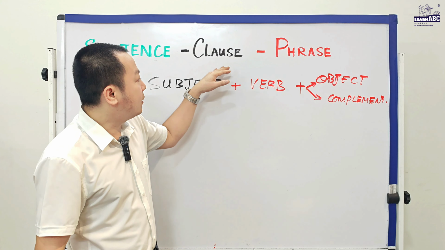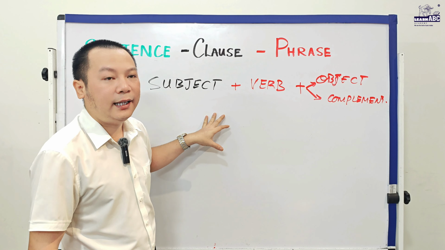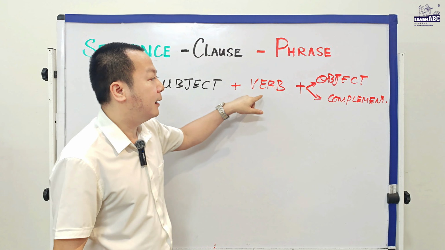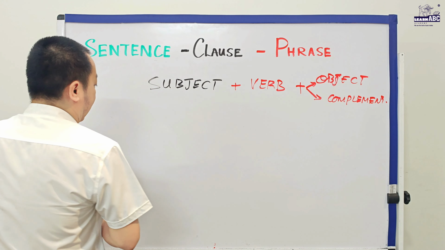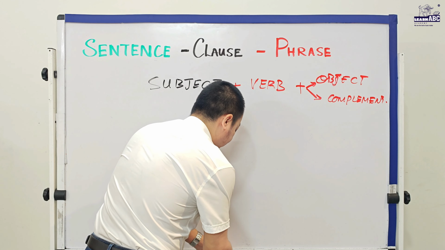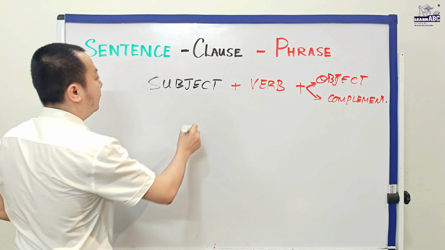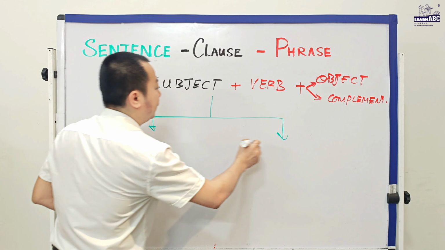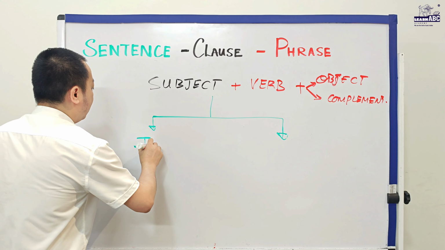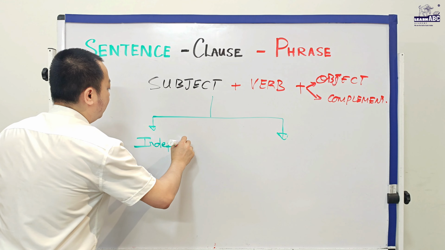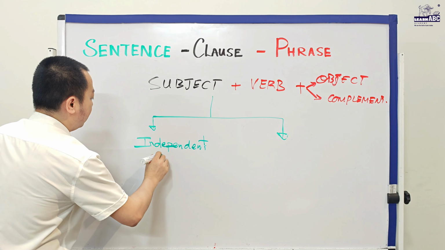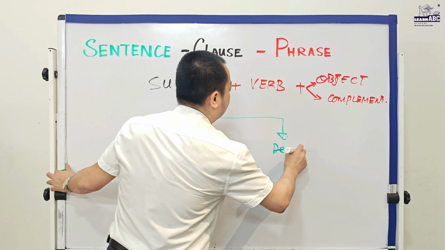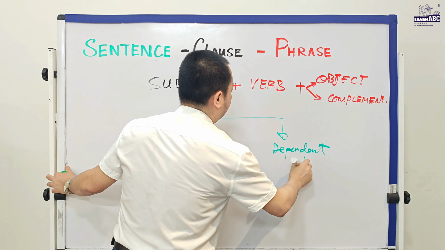Now, what is a clause? A clause is also a group of words, and it also has two components. What are those two components? That is a subject and a verb also. But basically, we have two types of clause. Number one, we have the independent clause. And second, we have the dependent clause.